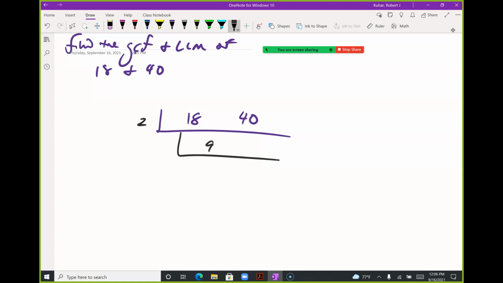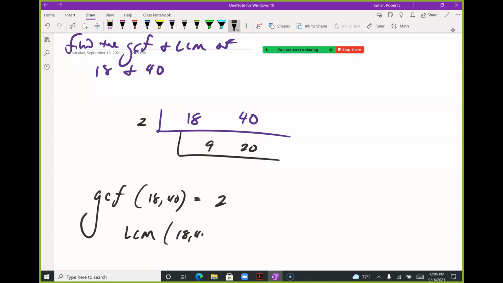So I get a 9 and a 20. And guess what? I'm done. Nothing else. So 9 is a 3 times a 3 or a 1 times a 9. 20 is 2, 4, 5, and 10. We're finished, right? So our GCF of 18 and 40 is the product of the matches. There's only a match of 2. Done. And the LCM of 18 and 40 is the product of the matches, which is 2. 2 is a match. It goes into both. And then a 9, and then a 20.